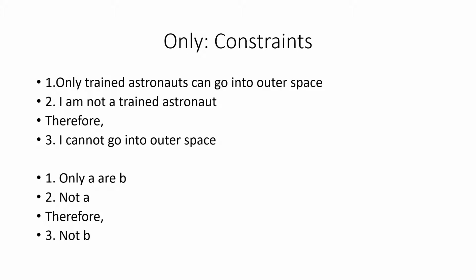So this first premise, this constraint, is saying that only things with one kind of property can have this other kind of property. So the first property here would be being a trained astronaut, and the second property is being that you can go into outer space. So if it's the case that only trained astronauts can go into outer space, and if it's true that I am not a trained astronaut, I don't possess that property, then it would have to be the case that I cannot go into outer space. So we can look at this in logical form here as only A are B, not A, therefore not B. And this is a valid treatment of a constraint premise.